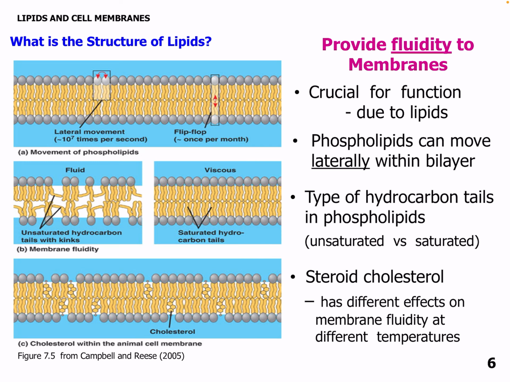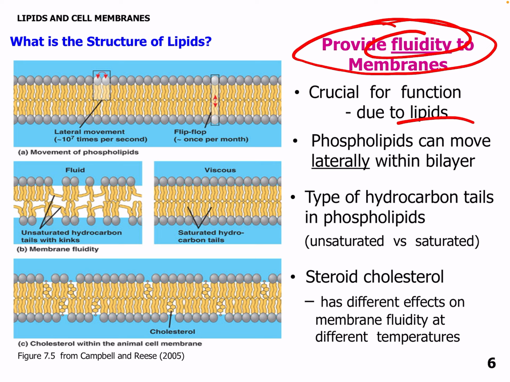So again, cholesterol provides fluidity to membranes. That's very important. Cholesterol is crucial for function due to the lipids. Phospholipids can move laterally within a layer. So here we can see a bunch of different examples of its movements.